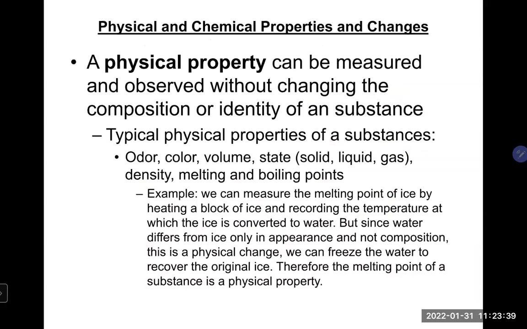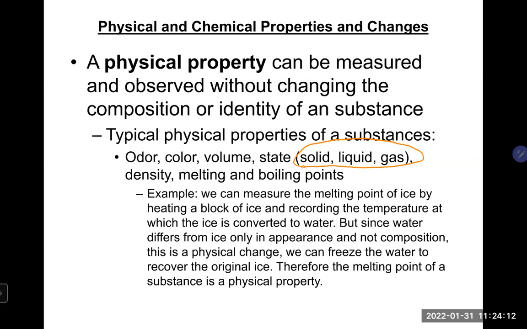So let's talk a little bit about some properties of matter, physical and chemical properties. A physical property is something that can basically be measured by some type of observation. Typical physical properties are things like odor, color, definitely the state of the matter, solid, liquid, or gas, which is a very common physical property. Density, melting, and boiling points.